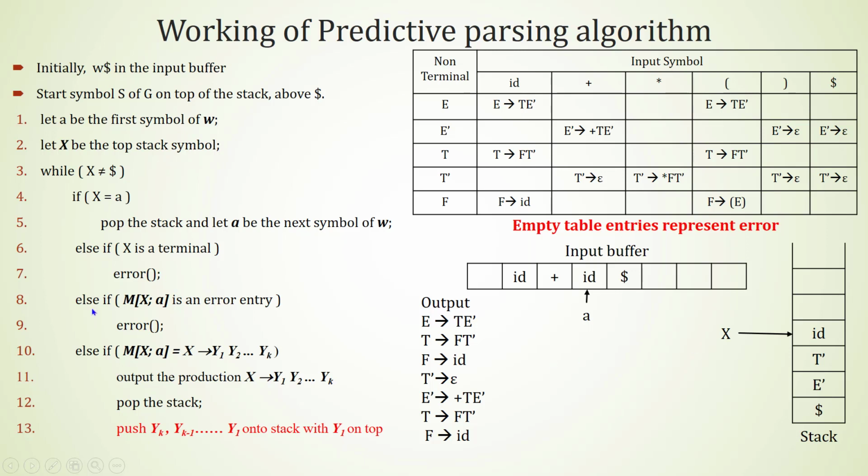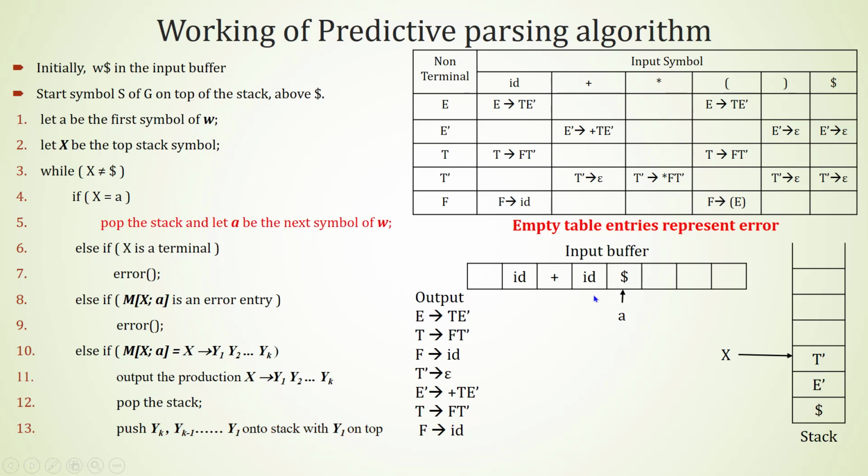Okay, next we are checking whether x is not equal to dollar. Here x is id, which is not equal to dollar. Then we are checking whether x is equal to a. So x is id, a is id, so id is id. So we have to pop id from the stack, and also the pointer a will move towards the right. So a moved towards the right, and that id is popped from the stack.